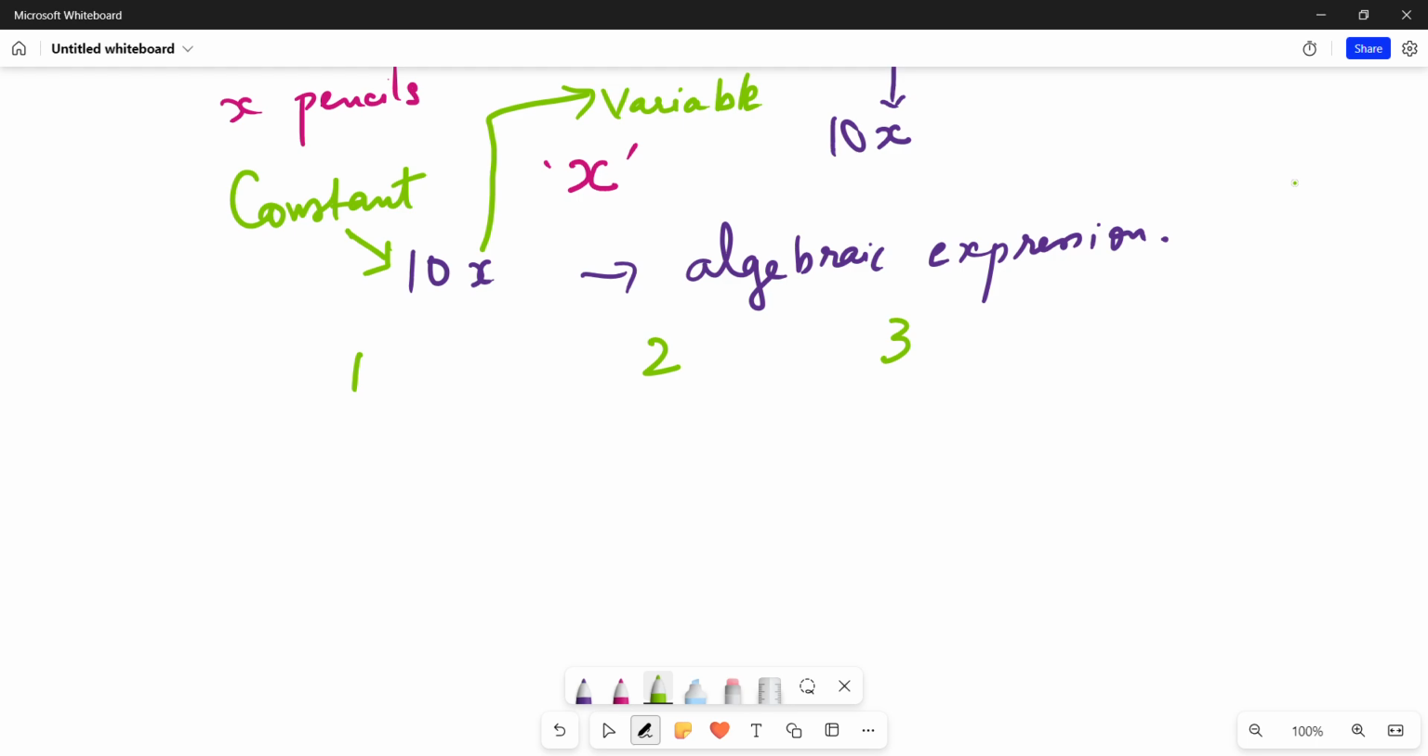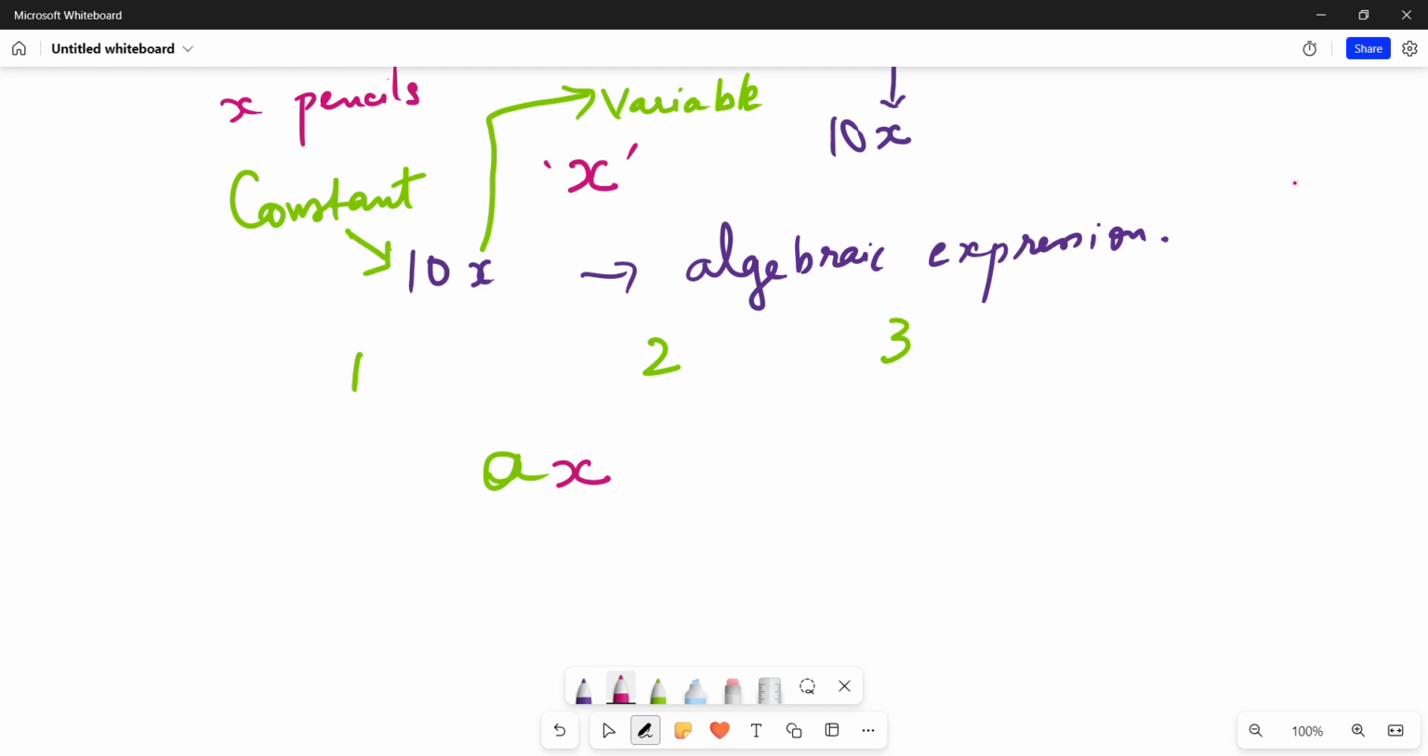So still, can you have an algebraic expression for this also? Yes, of course you can. So you can write it as A into X, where X is as usual the number of pencils, but the letter A here denotes what? The cost of each pencil.